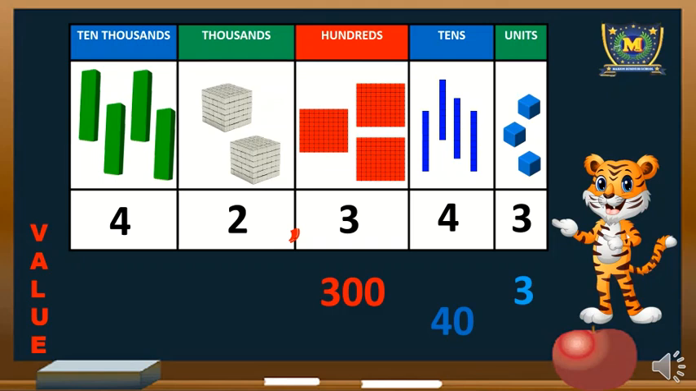Now let's proceed to the thousands place. We have here 2 cubes. Now what's the value for 2 cubes? If your answer is 2000, then you're right. Now for the 10,000s place, we have here 4 bars. Now what's the value for 4 bars? If your answer is 40,000, then you're right. Now the total value is 42,343. Great job.